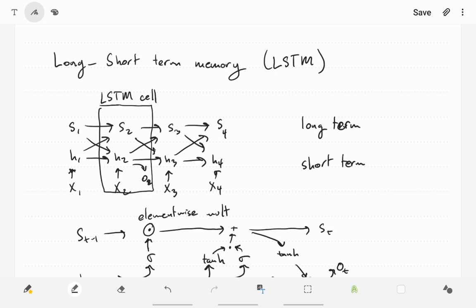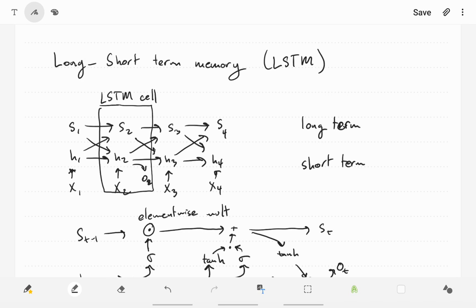And the distinction between S and H really is that the S's are intended to maintain a long-term memory, whereas the H's are intended to maintain short-term memory. The issue with the RNN in general is that oftentimes it will forget what happened at the beginning of a sentence when you're pretty far along in the sentence. So this long-term context is forgotten. The addition of long-term memory states is intended to remedy that.